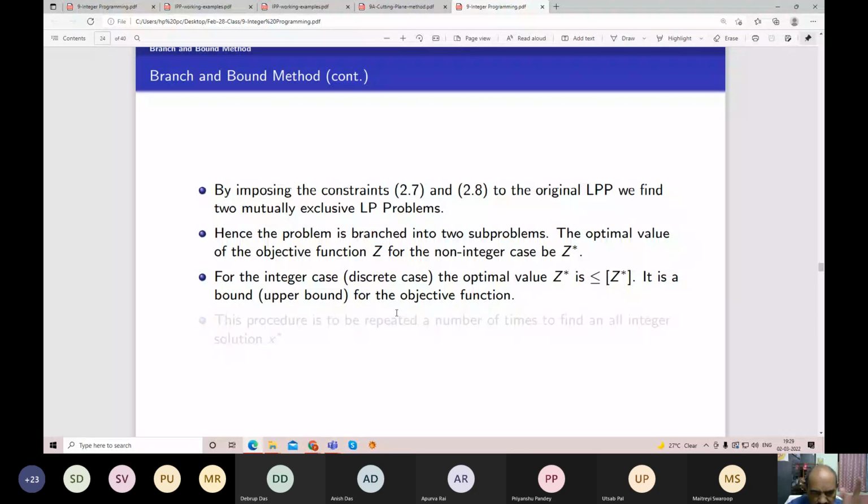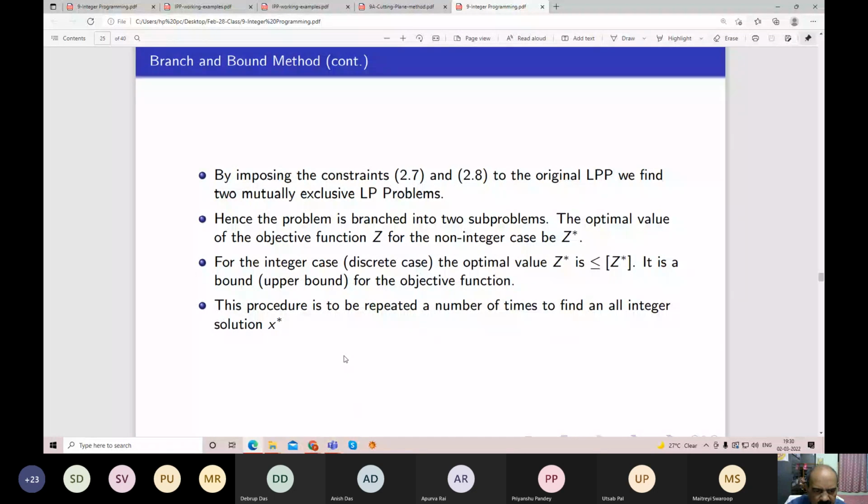Branch and bound. Branching is done. Now bound: we put a bound on the objective function. Since you are considering the integral value, this is less than or equal to the integral part of z star. It is a bound, that is, an upper bound for the objective function.